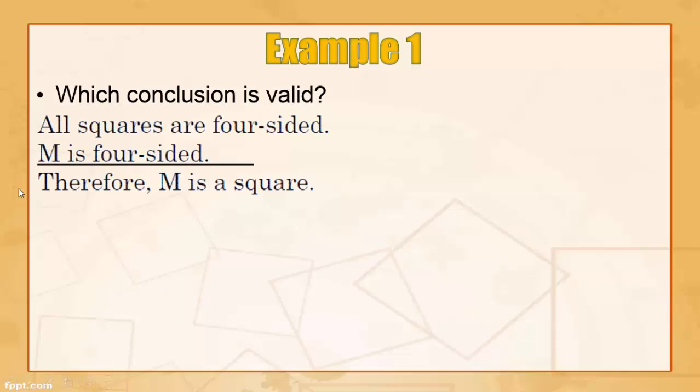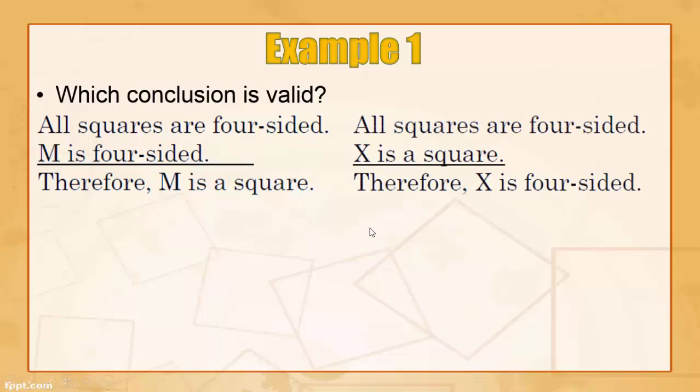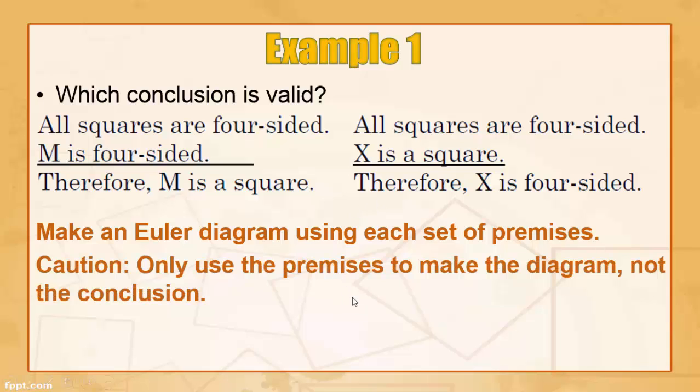Looking at example 1, we're going to decide which conclusion is valid. So let's see. We have a situation, premise 1, all squares are four-sided. M is four-sided, therefore M is a square. And here we have all squares are four-sided. X is a square, therefore X is four-sided. We're going to use the premises to make our Euler diagram, and then we're going to place our M or our X to see if the conclusion is valid or not. Now remember, we only use the premises to make the diagram, not the conclusion.